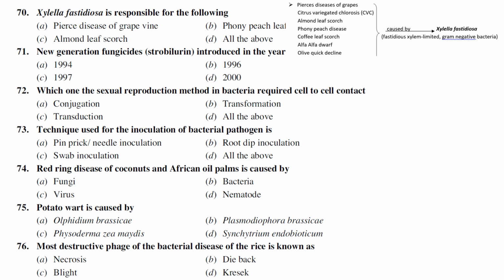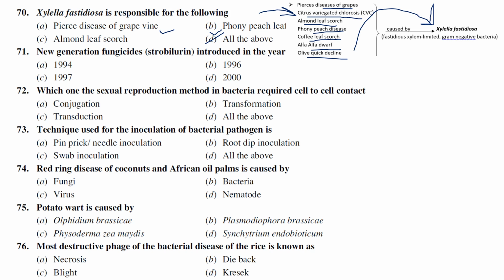Xylella fastidiosa is responsible for the following: Pierce disease of grapevine, phony peach, almond leaf scorch, all the above. So the answer is all the above. Xylella fastidiosa causes Pierce disease of grapevine, citrus variegated chlorosis, almond leaf scorch, phony peach disease, coffee leaf scorch, alfalfa dwarf, olive quick decline, all caused by Xylella fastidiosa only. It is a xylem limited gram negative bacterium.